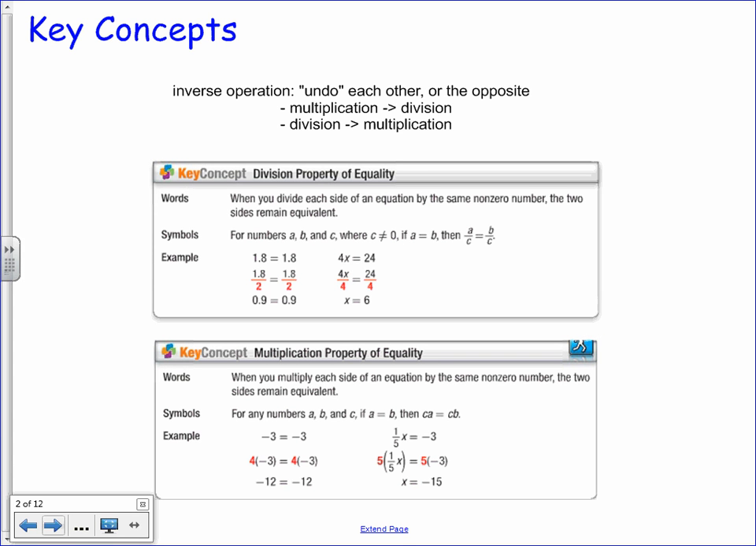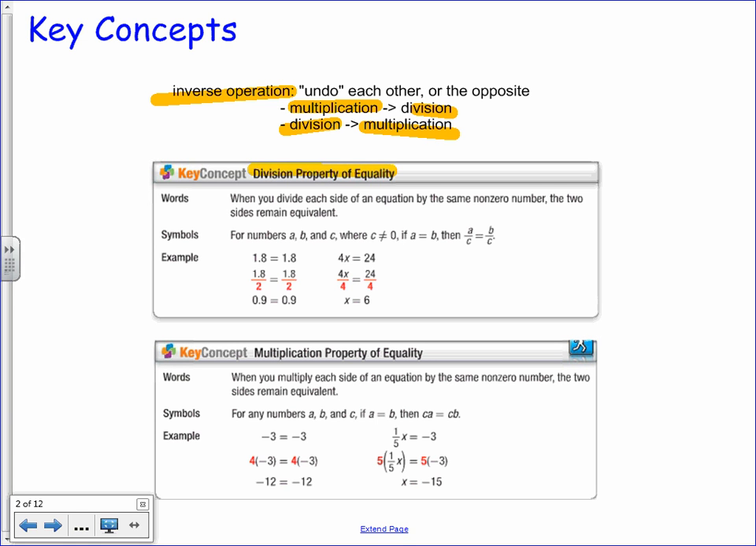Okay, so it's very similar to solving equations by adding and subtracting. Remember we had inverse operations? Well, in solving with multiplying and dividing, we also have inverse operations, and we are undoing this operation or the opposite. So the opposite of multiplication is division, and the opposite of division is multiplication. Okay, so when we divide, we have the division property of equality, and that says when we divide each side of an equation by the same non-zero number, the two sides remain equivalent.